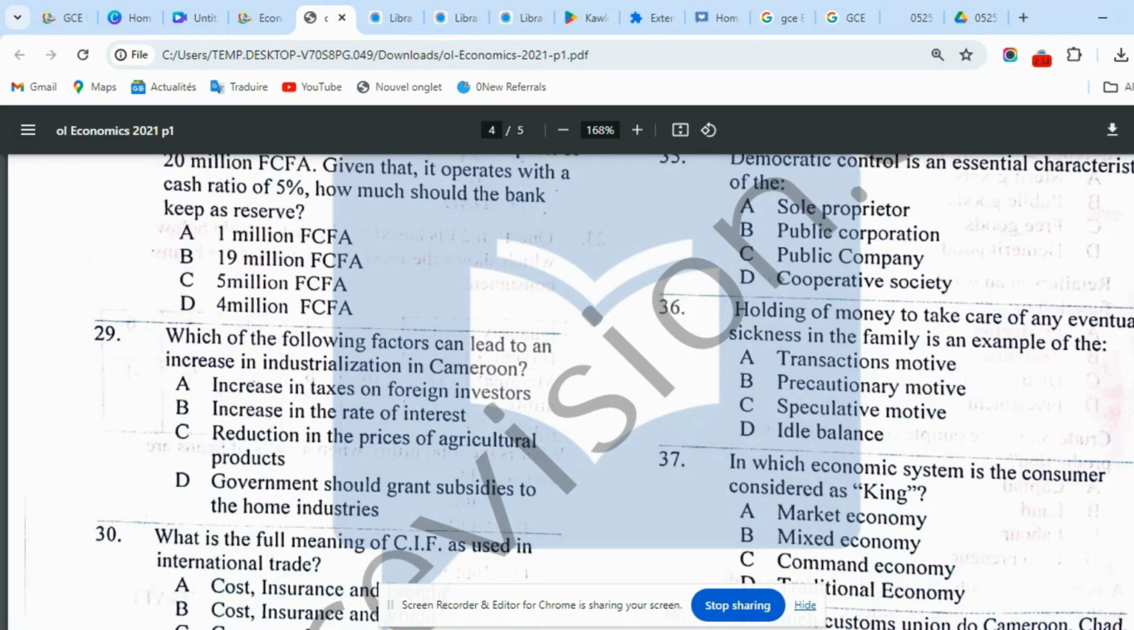Now let's go to 29. It says, which of the following factors can lead to an increase in industrialization in Cameroon? There are four factors given here. The correct answer is D. Government should grant subsidies to the home industries. So when government grants subsidies to home industries, there's going to be an increase in industrialization in Cameroon, in Zambia, in Nigeria, in Tanzania. So it's the same process everywhere.